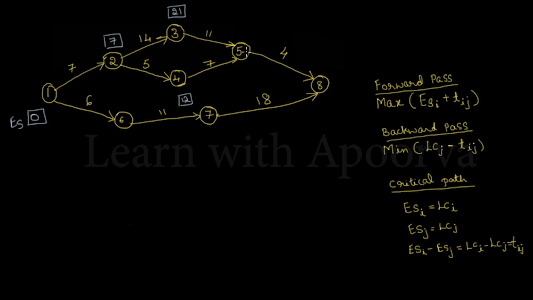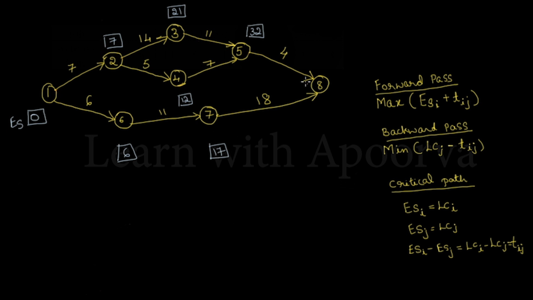Then after node 4 we will go to node 5. So, for node 5 we have two options, one is 21 plus 11 which will be 32 or we have 12 plus 7 which will be 19. So, among 32 and 19, the value 32 is biggest. So, we will consider 32 as the earliest starting time for the node 5. So, after node 5, we will go to node 6. For node 6, earliest starting time is 0 plus 6 which will be 6. For node 7, 6 plus 11 which is 17.